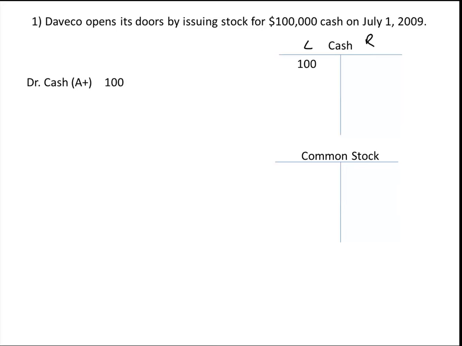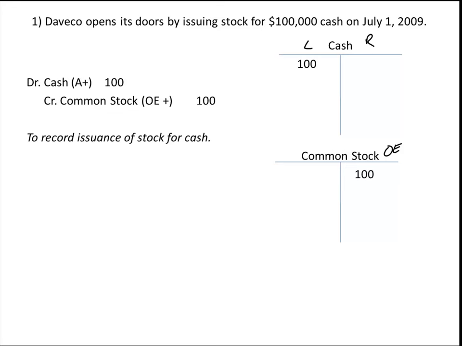Our common stock account is an equity account. We have more common stock. We have our common stock going up by $100. Common stock being an owner's equity account, owner's equity lives on the right-hand side of the equation, and so we're going to want our common stock account to be credited for $100. And if we're good little doobies, we'll write this in as well to record the issuance of stock for cash.